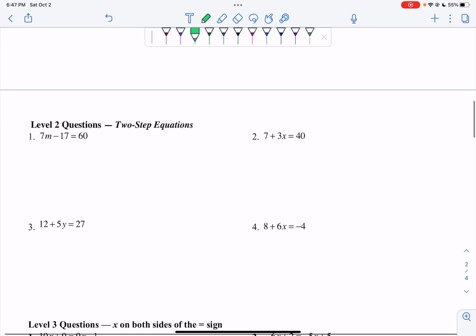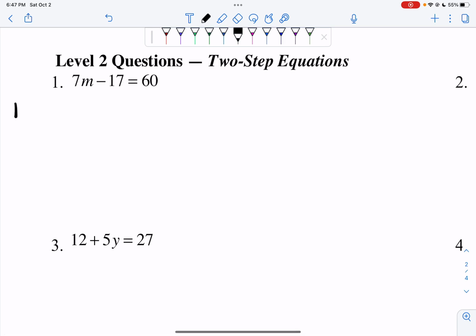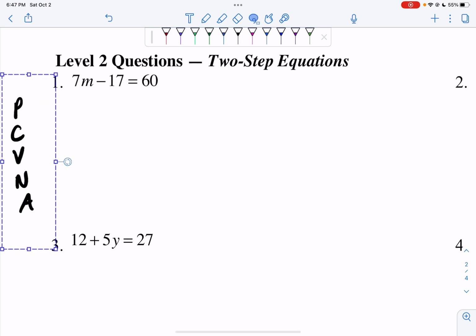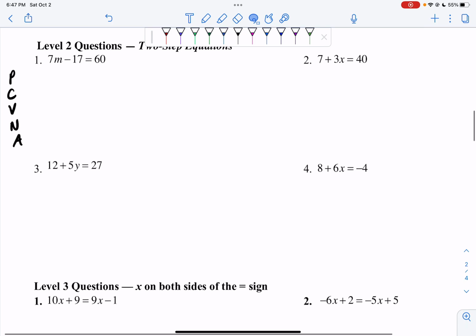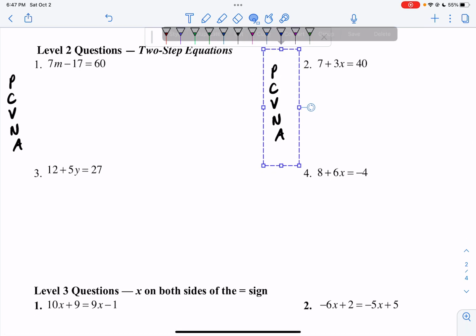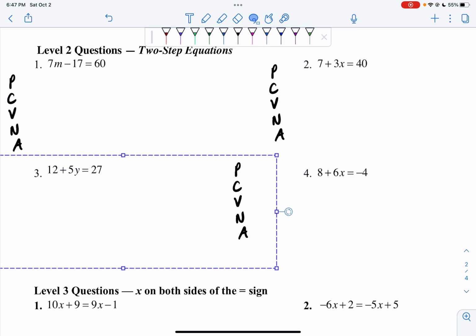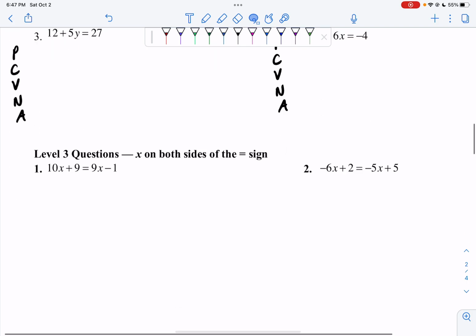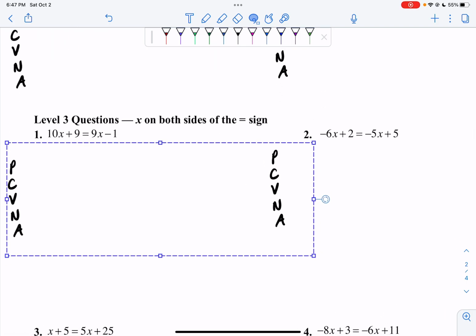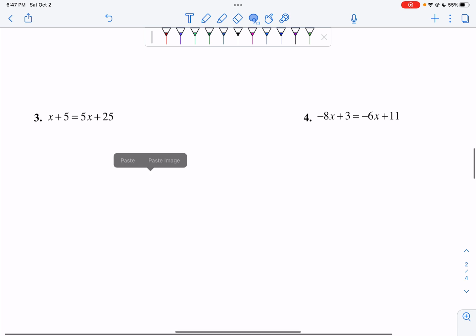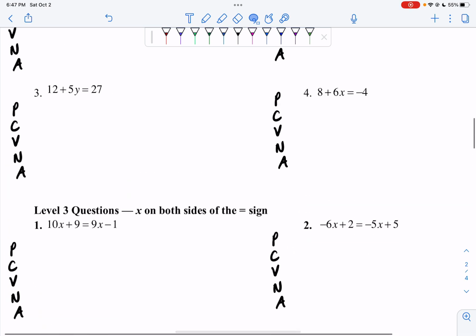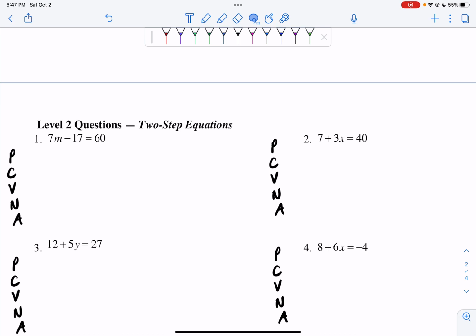Okay, level 2 questions now. PCVNA. I have 7m minus 17 equals 60. I'm just going to copy and paste this. That way I don't have to retype it everywhere. Paste, and then paste. Okay, number 1, I have 7m minus 17 equals 60.